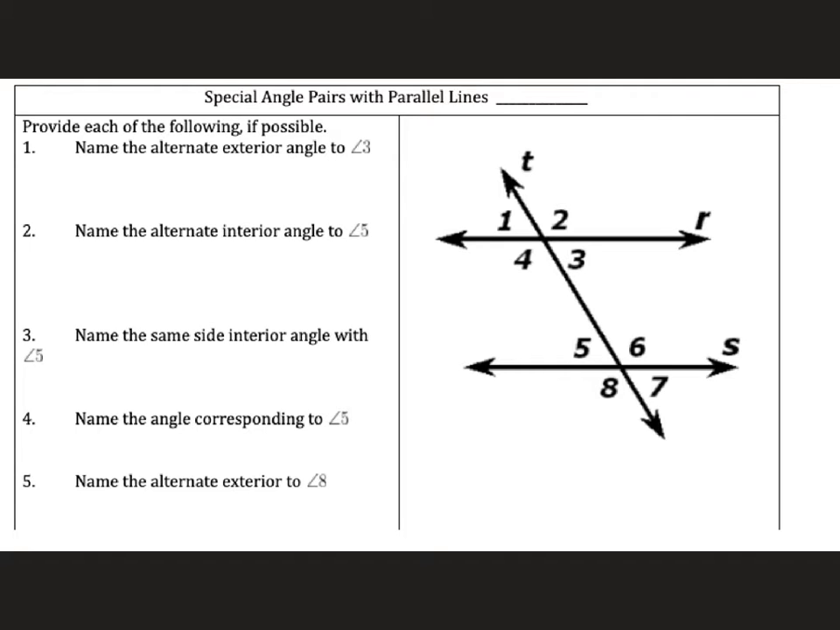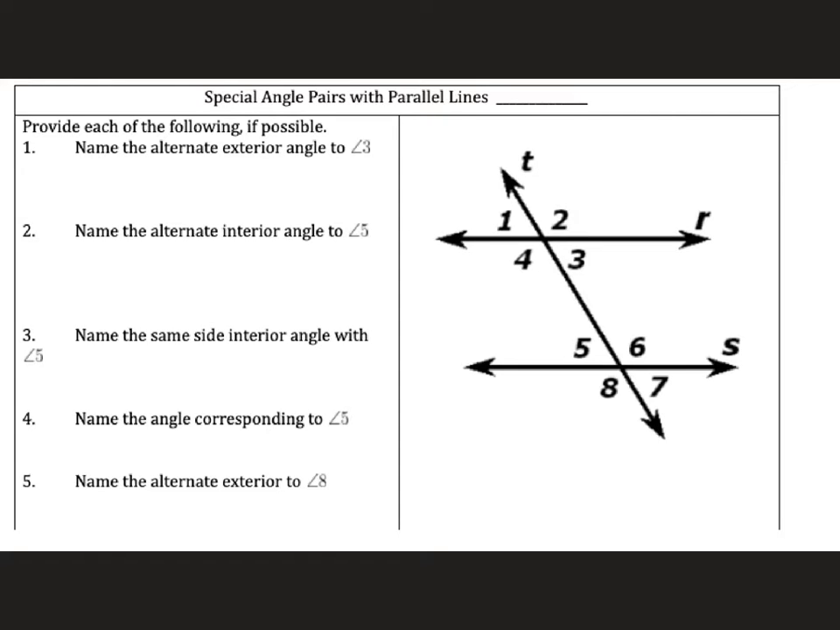Provide each of the following if possible. So that is a key there, if possible. Let's go through the vocab stuff and then we'll talk about it. If we want alternate exterior, that would be 1 and 7 or 2 and 8. By 6, I mean 8. I just circled 8 and I said 6. Oopsies. If I want alternate interior, that would be 4 and 6 or 3 and 5.